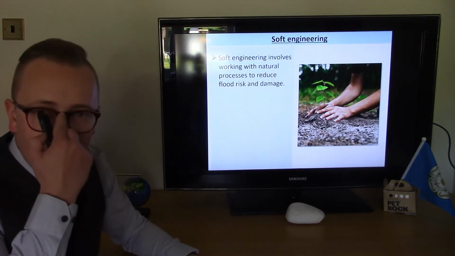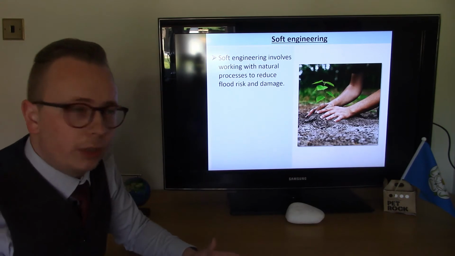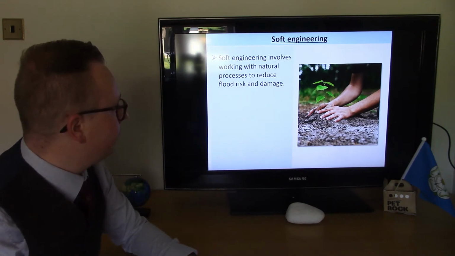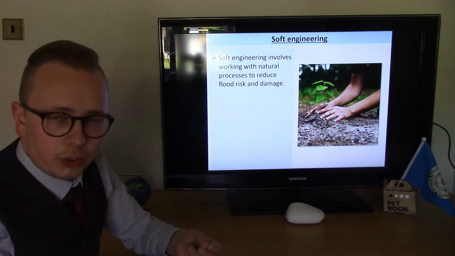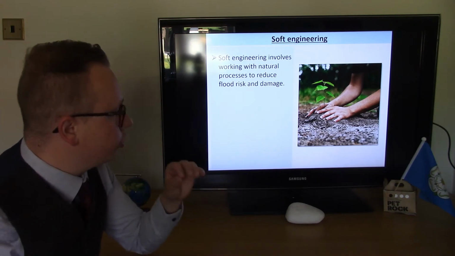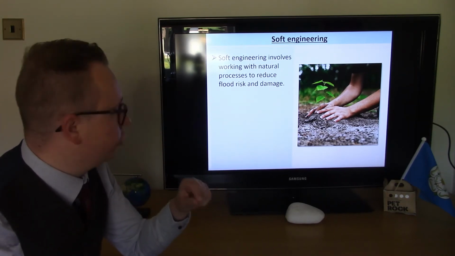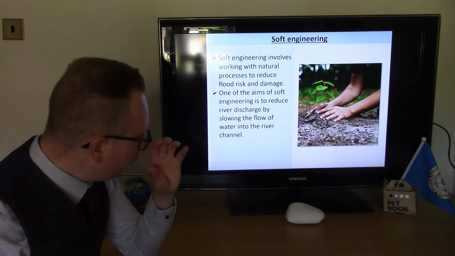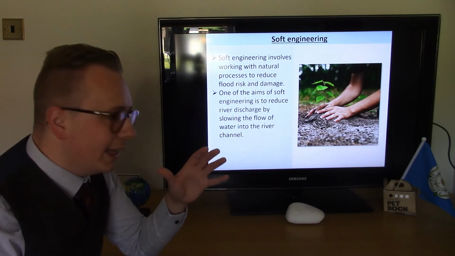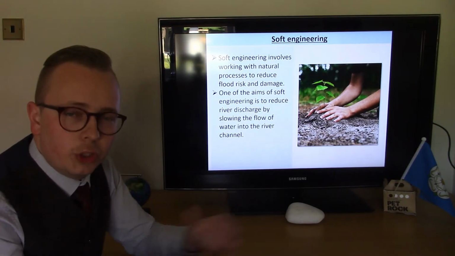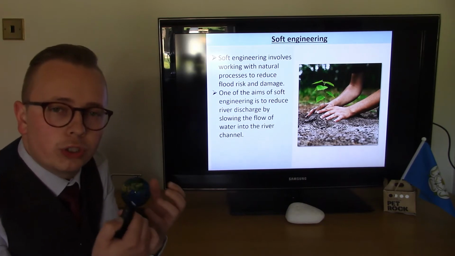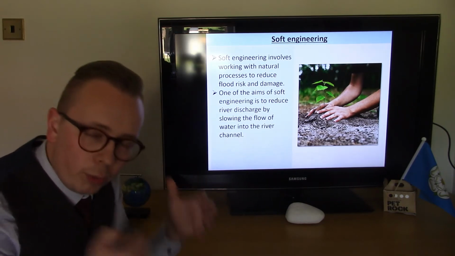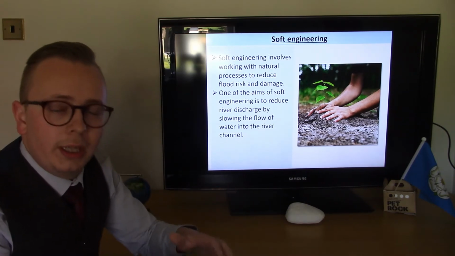So then we can look at our alternative approach, soft engineering strategies. This involves working with natural processes, working with nature to reduce both flood risk and the damage done. One of the main aims of soft engineering, though, is to reduce the discharge in the river. It's trying to hold back water on the land before it reaches the river, reducing the overall discharge.